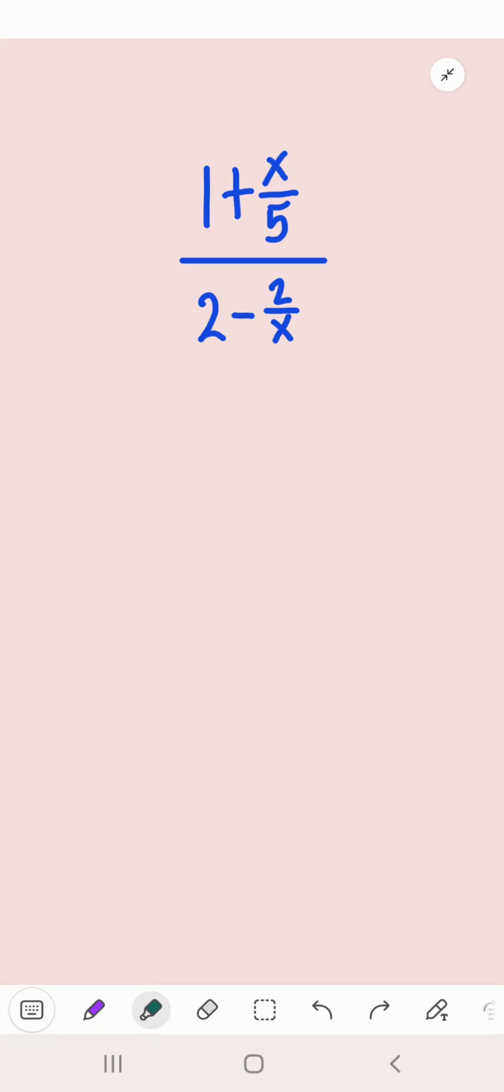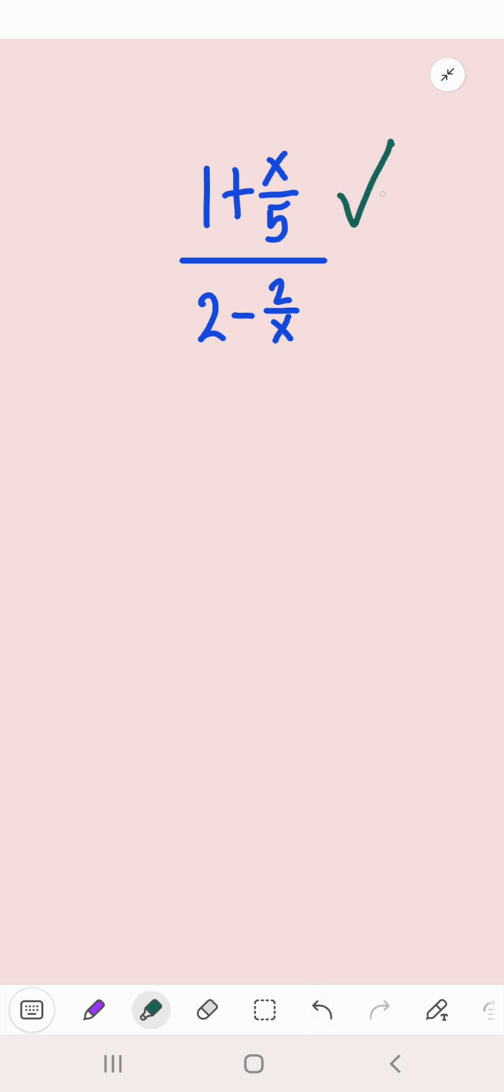Let's solve this problem. We are going to simplify this compound fraction: 1 plus x over 5, all over 2 minus 2 over x. Let's get started with the solution.